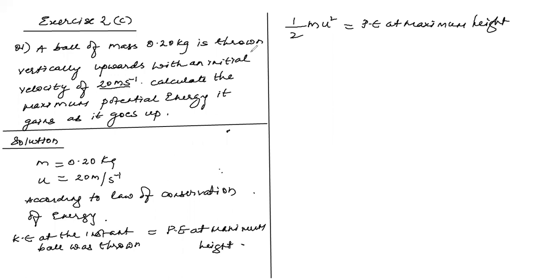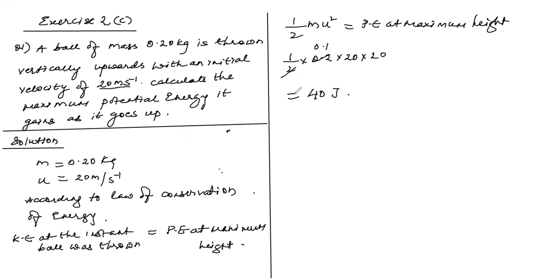So what will happen, children? Half into 0.2 into 20 into 20. Half of 0.2 is 0.1. 0.1 multiplied by 20 is 2. 2 into 20 is 40 joules. How much did you get? 40 joules is the answer.